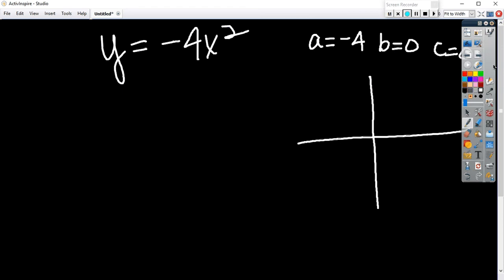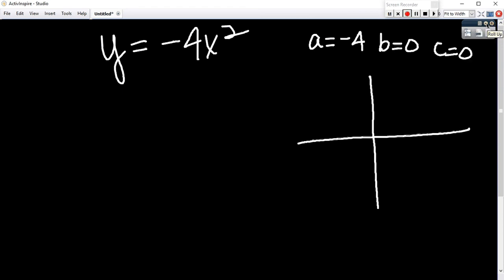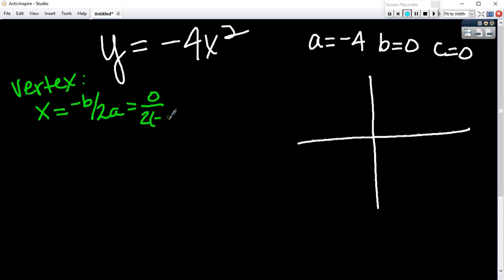All right, so this one's a little bit different. I'm missing the B and the C, but that's okay. First thing I'm going to do is the axis of symmetry, which is part of my vertex. Opposite B over 2A: 0 over 2 times -4. It really doesn't matter what's on the bottom, because 0 is on top, and it's going to give me 0. Does that make sense? So that's my axis of symmetry, my dashed line, 0.